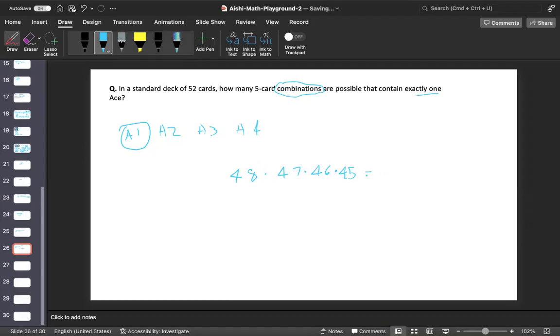So if you multiply it, you should get 4, 6, 6, 9, 9, 2, 0. Looks like it's really hard to multiply.